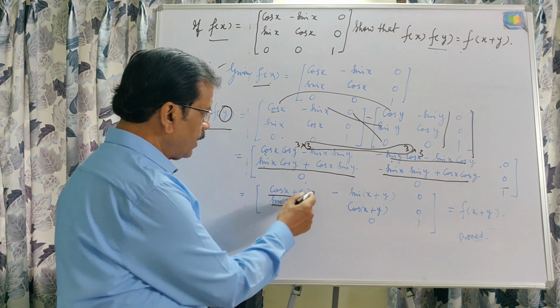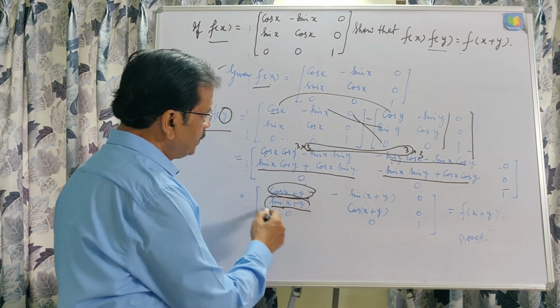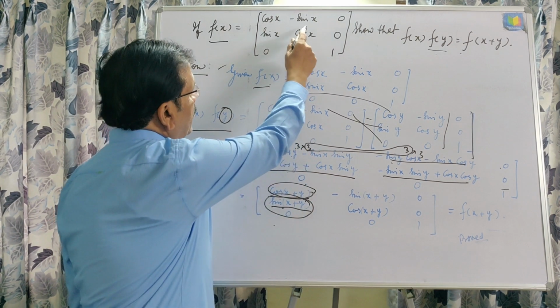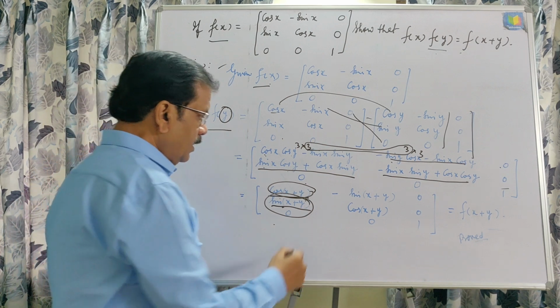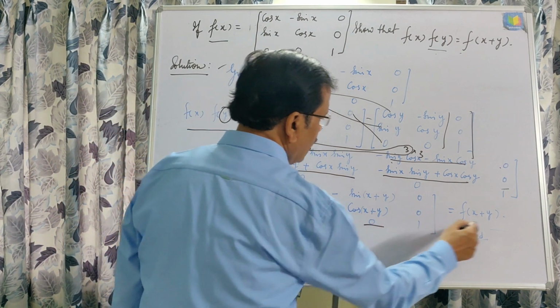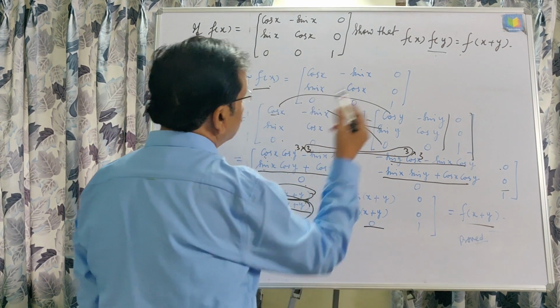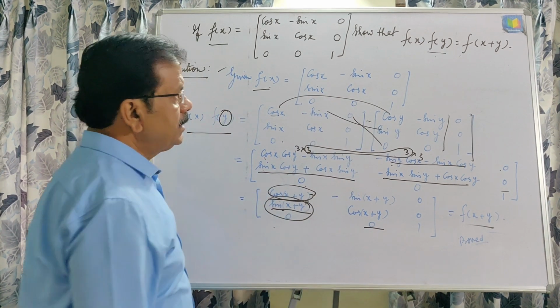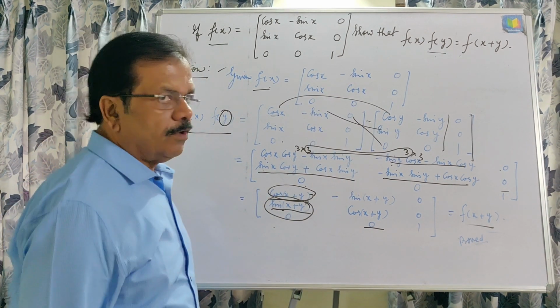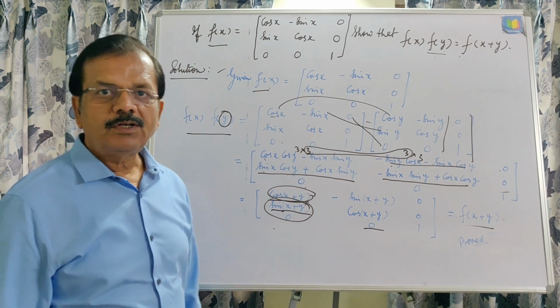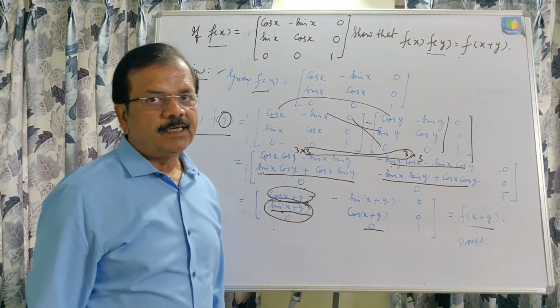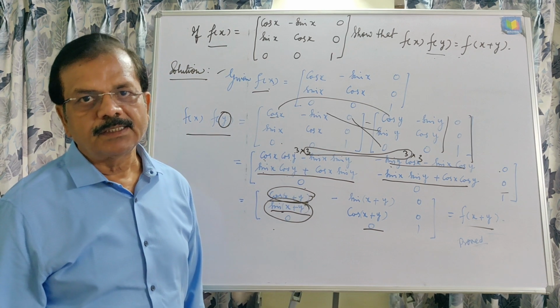Putting this value, you can see this can be represented in the form of function of x plus y, because in place of x we can write here x plus y, we are getting f of x plus y. This is what we have to show, and this way we covered all the topics related to the introduction of matrices.